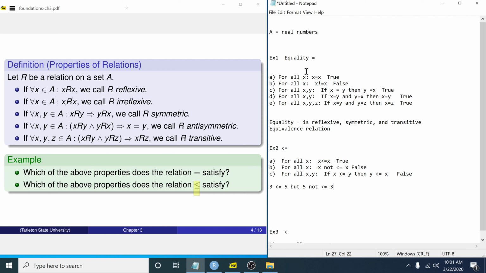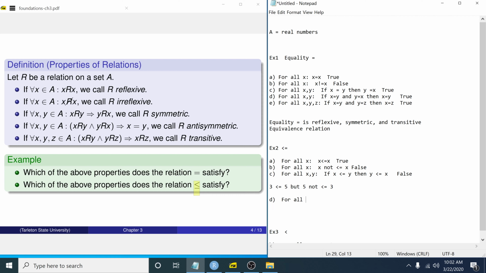So the equality relation is symmetric because if you reverse the order of equality, it's exactly the same operation. But if you reverse the order of less than or equal to, you're going to get greater than or equal to. You're actually going to get a different relation in that way. So this is actually not a symmetric operation. All right, part D, let's see if it's antisymmetric.